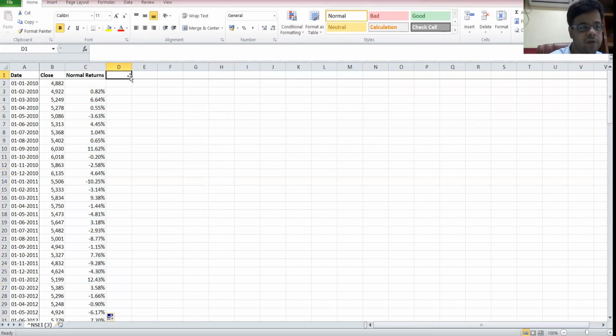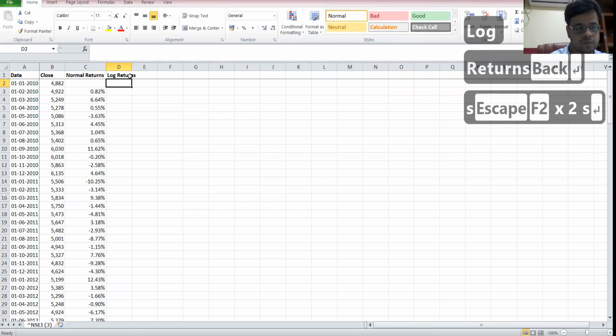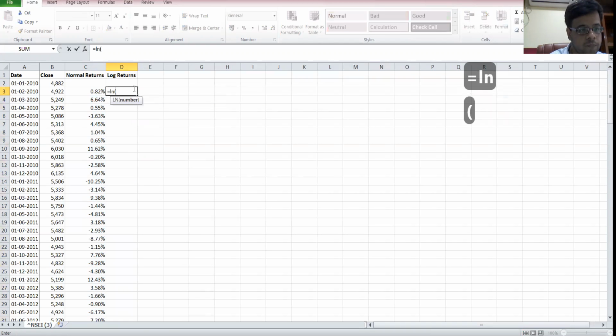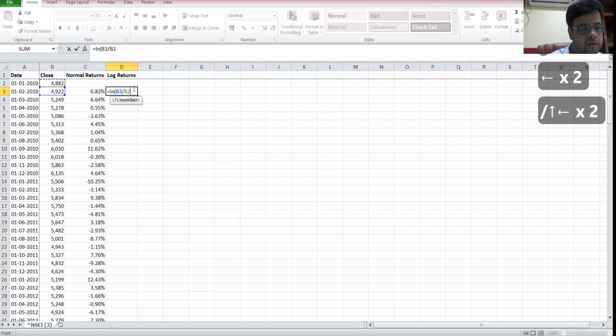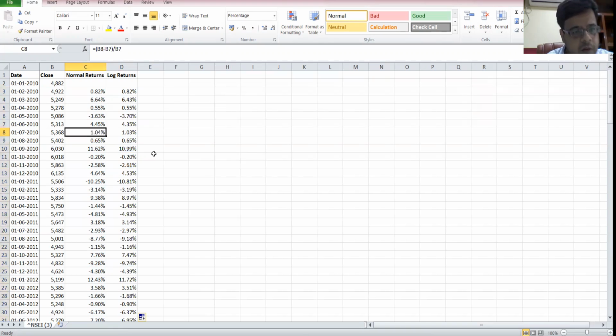A log return works a little differently. Log return uses the ln formula or the natural log formula, and it takes the ending investment divided by the beginning investment, percentage terms, two decimals, and you see it's approximately the same. Like in some areas where the actual return is high, you see the difference. Like here, minus 3.63% to minus 3.7%, or here minus 1.15% to minus 1.16%.